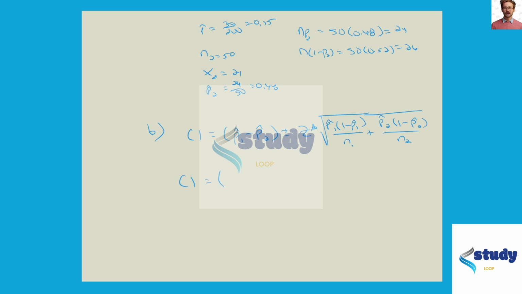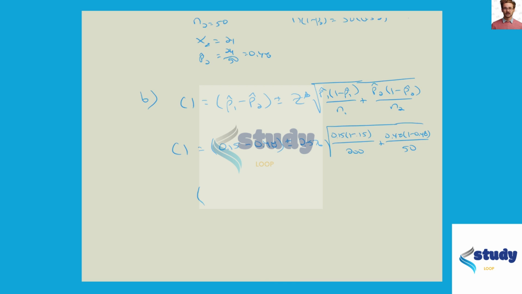So that's going to be, when plugging everything in, 0.15 minus 0.48 plus or minus a critical z for 99% confidence, which is 2.576. The sample proportion for the first sample was 0.15, and that sample size was 200. And the sample proportion for the second was 0.48, and there were 50 of them.